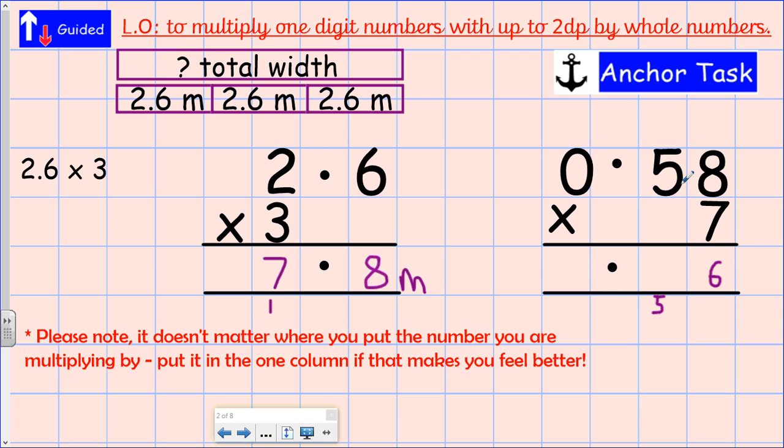Then we do 7 times 5 is 35. Add on the 5 is 40. Now, just a little note about what I've done here. We did 8 times 7 is 56. So the 6 goes into the hundredths column. And then we exchange 50 hundredths for 5 tenths. So then we end up with the 5 over here.